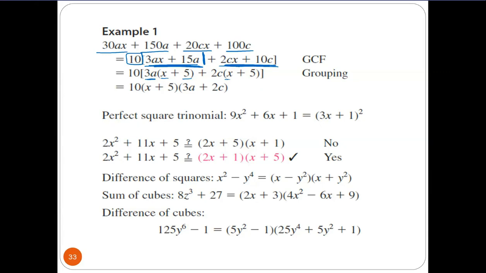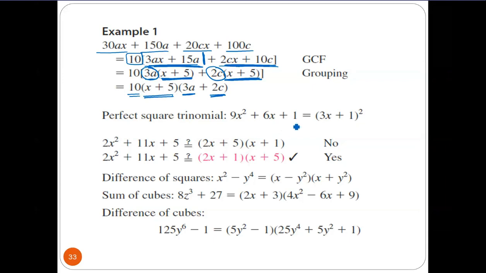Look at this. We have here x plus 5, and in the second term x plus 5. So we can take x plus 5 as common factor. This is 10 from the first common factor. The second common factor, we have x plus 5. If we remove x plus 5 from the first group, we only have 3a, like this, and 2c. So this is the process of factoring the 4 terms.